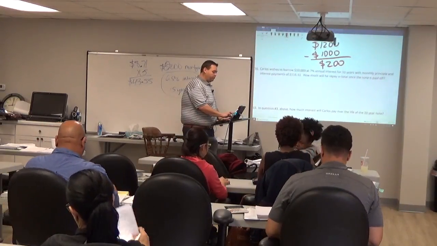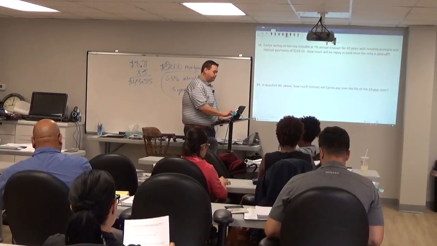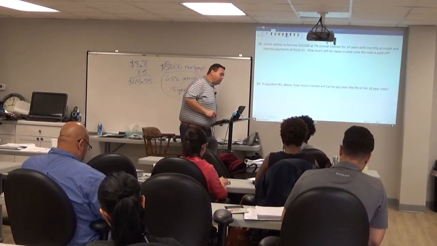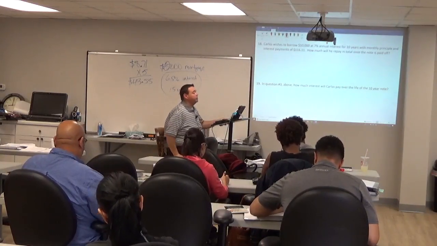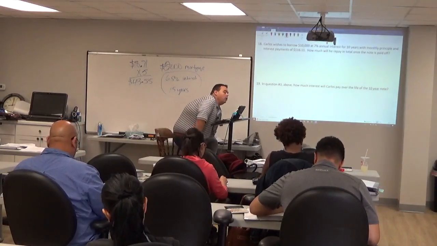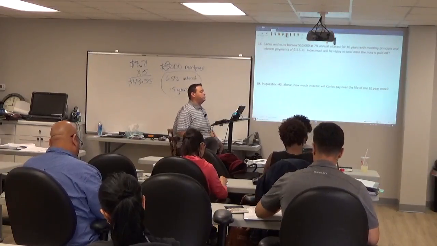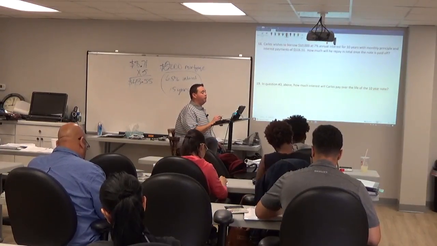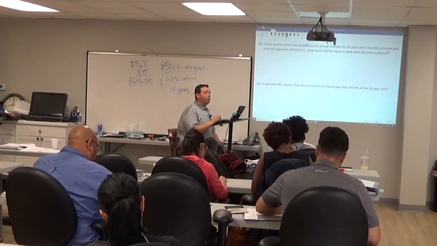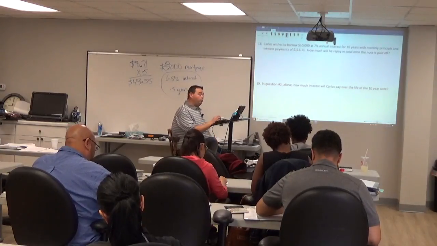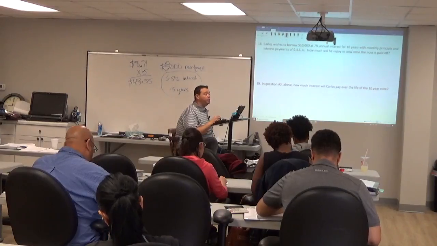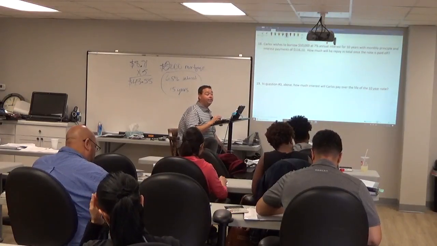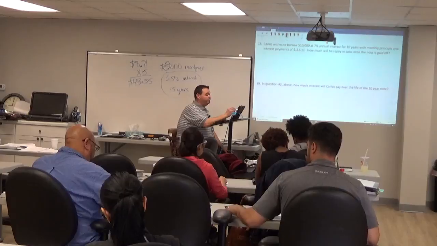And let's work through some of these others. Number 18 says Carlos wishes to borrow $10,000 at 7% annual interest for 10 years with monthly principal and interest payments of $116.11. How much will he repay in total once the note's paid off? So they're not asking for the interest, they're asking for the total repayment. That's PI total. So what are we going to do here?